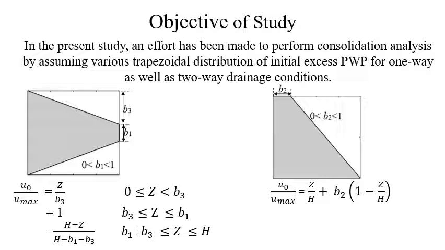The reason behind taking the trapezoidal shape of initial excess pore water pressure distribution is that it is generated within the shallow foundation, and by changing the parameters like B1, B2, B3, we can convert it into linearly increasing, linearly decreasing, as well as uniform shape of pore water pressure distribution. The equations by which we generate the trapezoidal shape of these pore water pressures are given below.